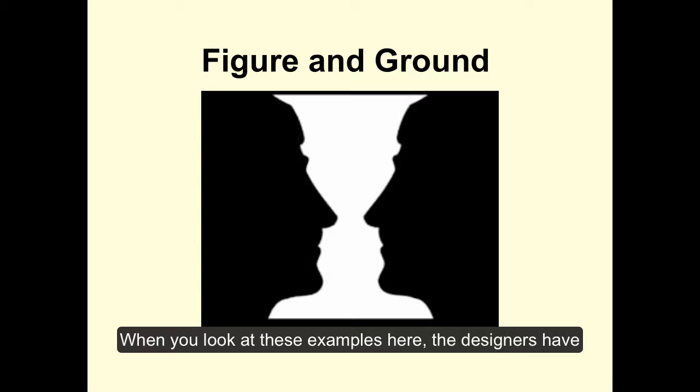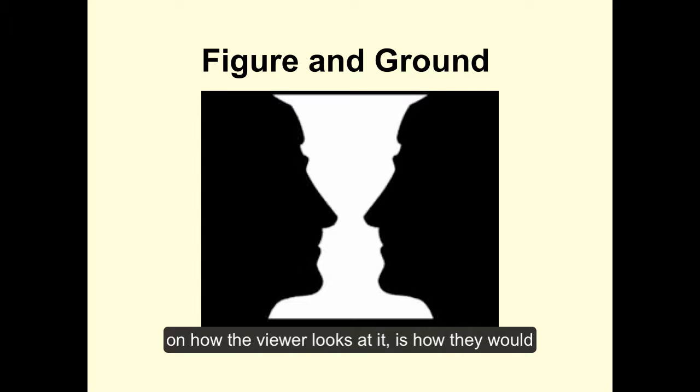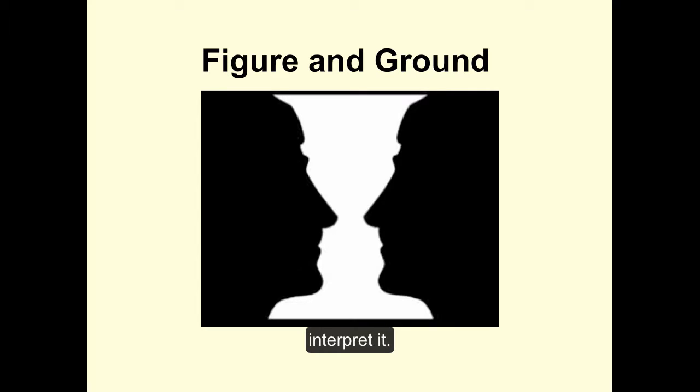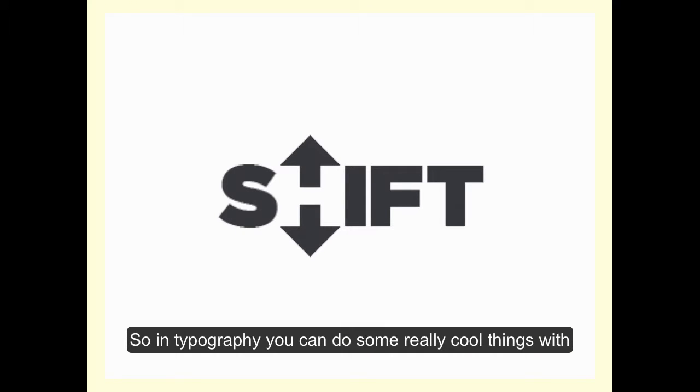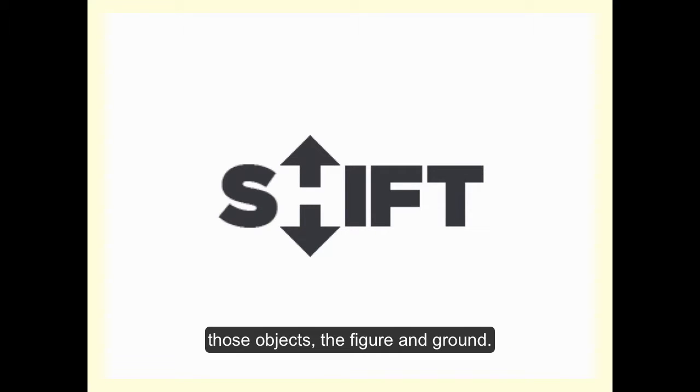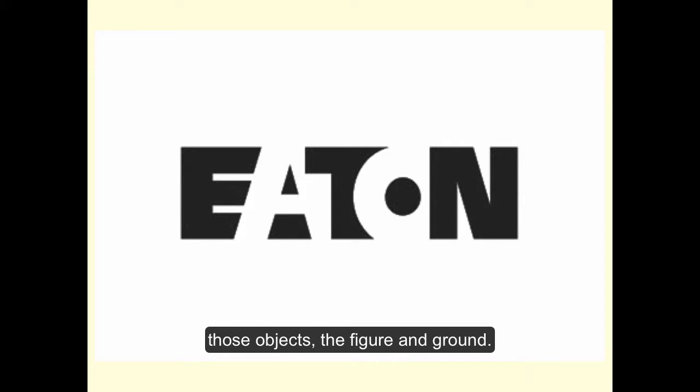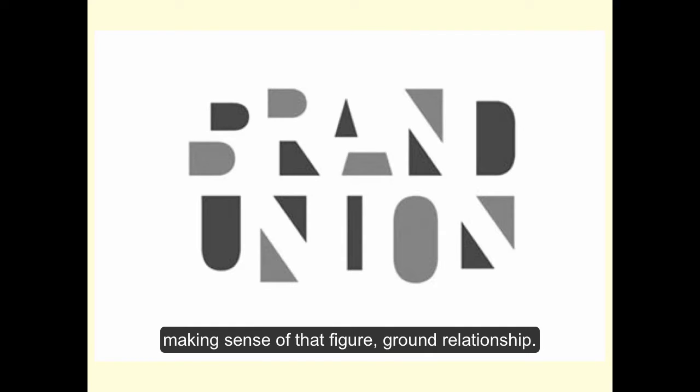So when we look at these examples here, the designers have played with figure and ground, showing that how the viewer looks at it is how they would interpret it. In typography, you can do some really cool things with figure and ground, and it's how our brains are perceiving those objects, the figure and ground. The reason we can read them is that our brain is making sense of that figure-ground relationship.